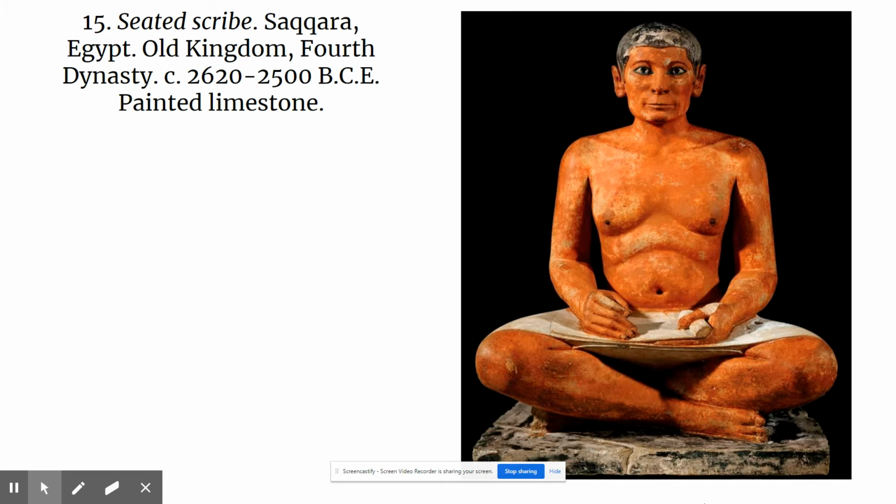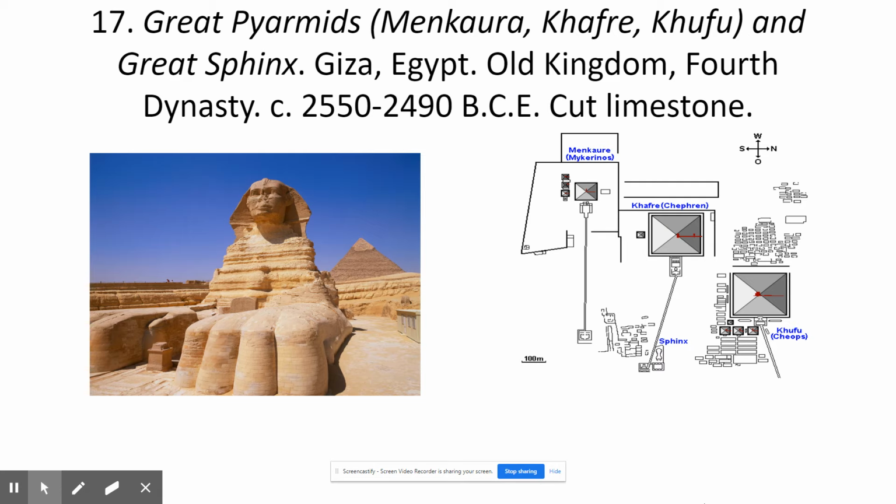The Seated Scribe we haven't gotten to. He's very interesting. I like him a lot. The Ka statue, but very different from our other Ka statue of Menkaure and Queen.